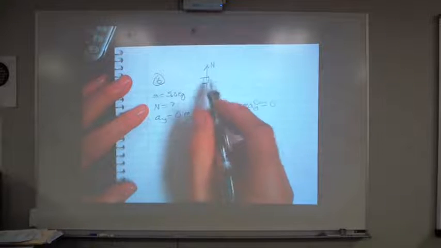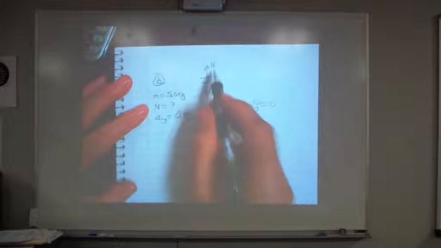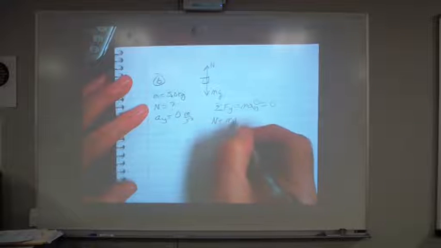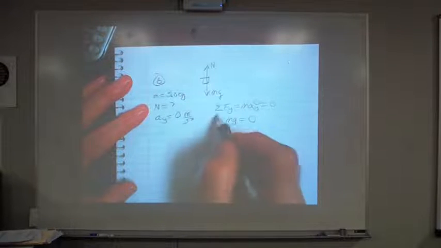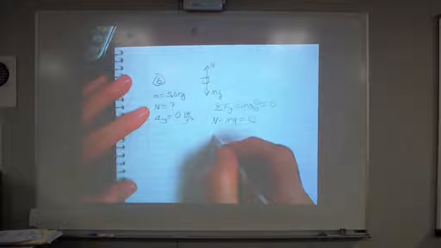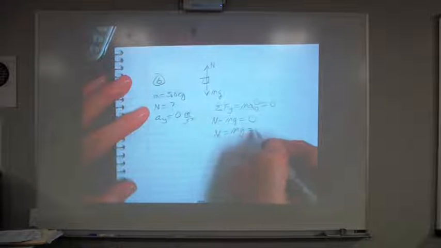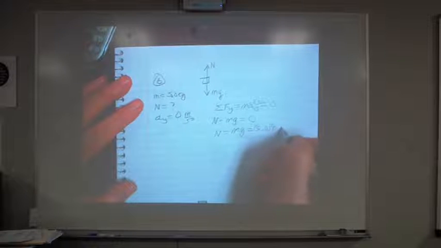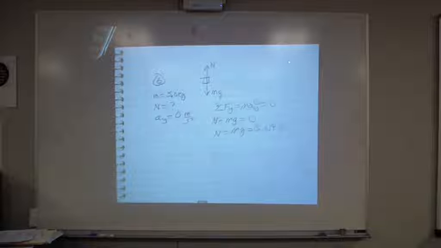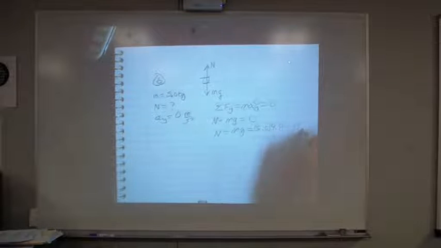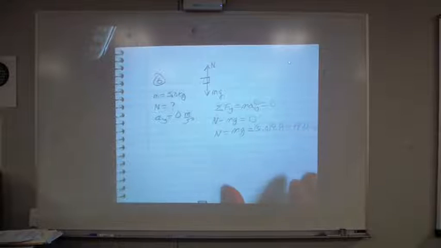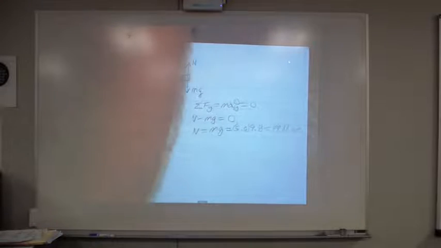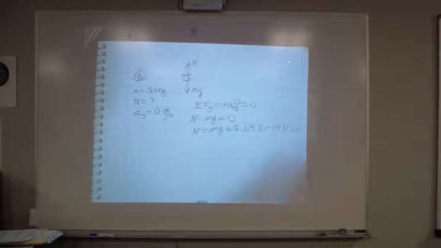Now the left side, sum up the y forces: N minus mg. N is up, mg is down, so subtract. Solve for the normal force. That's pretty easy to do, isn't it? It's going to be the mass, 5.0, times 9.8. That is 49 newtons up. That is your normal force. Okie dokie.